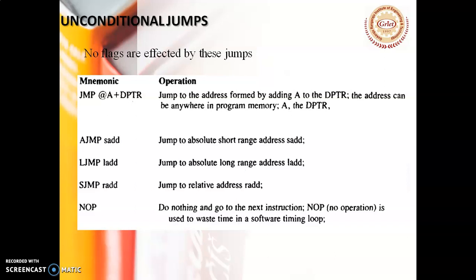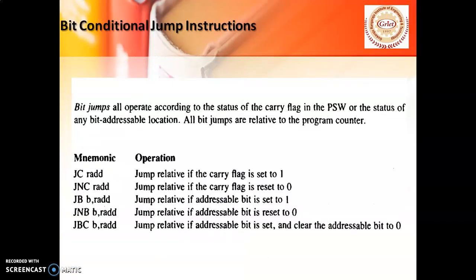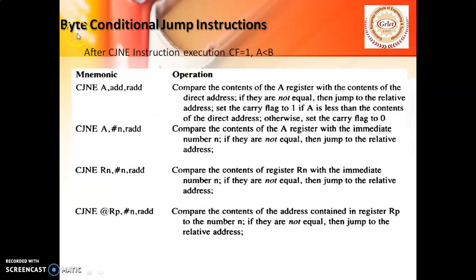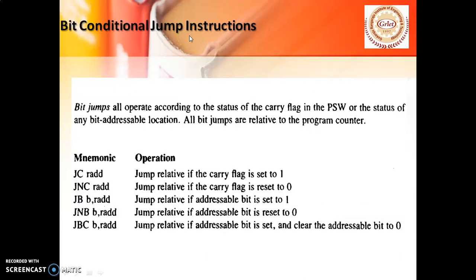As we have already seen, conditional jump instructions are of two types. One is bit conditional jump instructions and the second one is byte conditional jump instructions. Let's talk about bit conditional jump instructions. Before that, a small note: all the 8051 instructions are not single byte instructions. Some of the instructions in 8051 are 1 byte, 2 byte, 3 byte and so on.